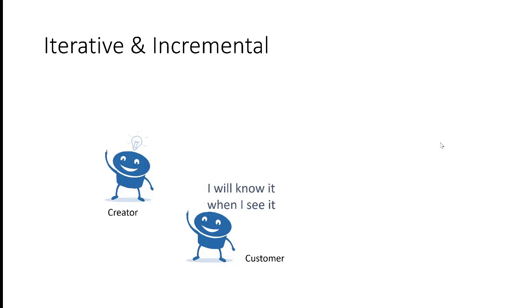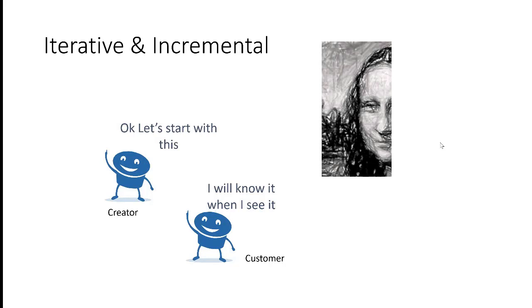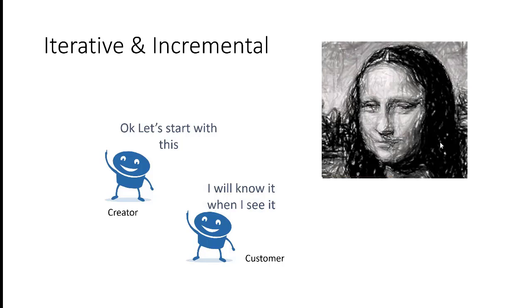So a customer typically, like this, will know it when they see it. And so as a creator, you say, great, well, let's start with this. And the creator sketches out this first sketch of half of a woman's face. The customer says, I want a painting of a woman. Great. Let me start with a sketch. Here's a sketch. Oh, the customer's like, that looks really good. Give me more. So he sketches a little bit more. And then the customer sees it again and goes, oh, that's not what I wanted.